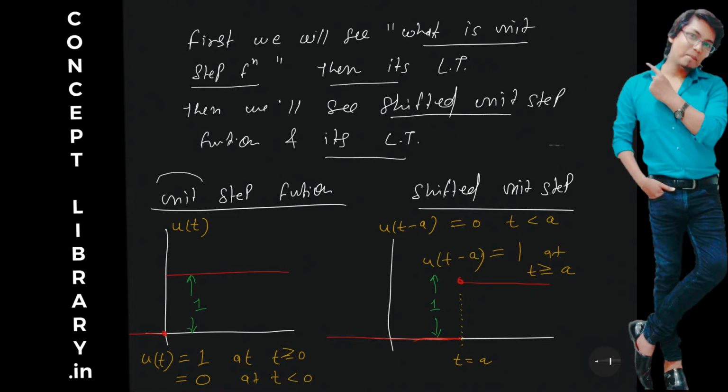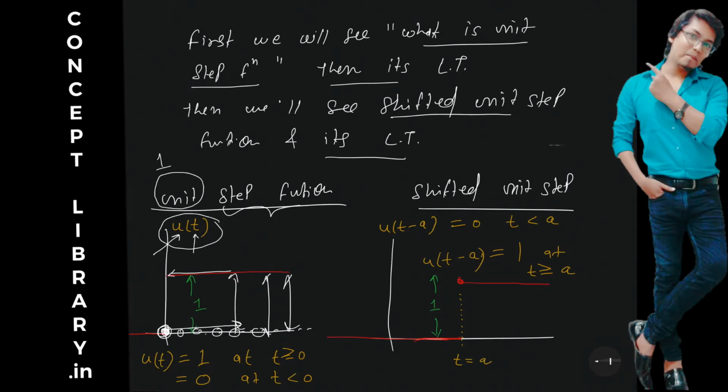As the name itself is giving you an idea, unit means 1, and step function means there will be a point, after that point your function will have value 1. You can see at any point after this point, your value is 1. So that u represents the unit function, and it is a function of time, t.